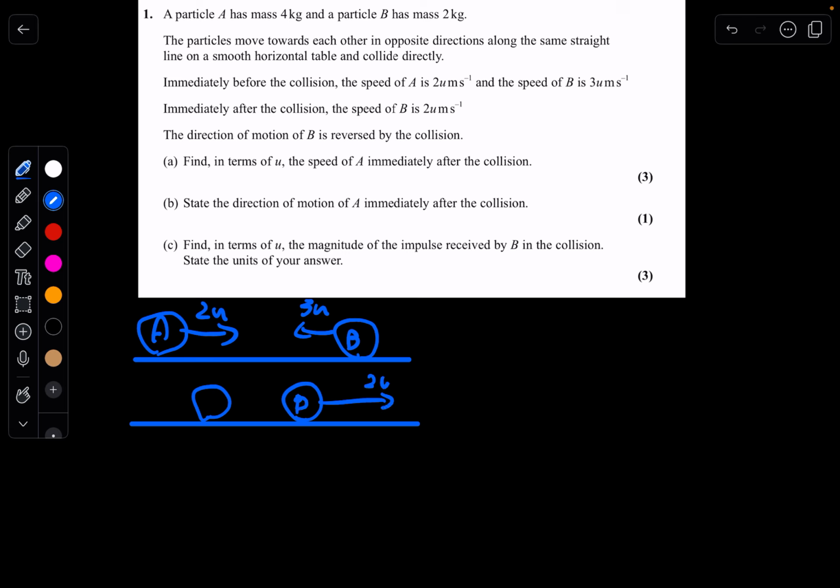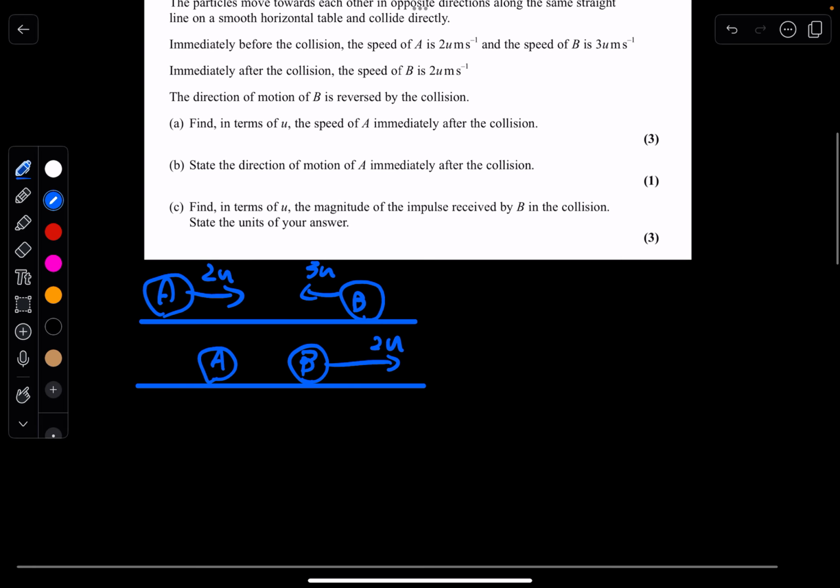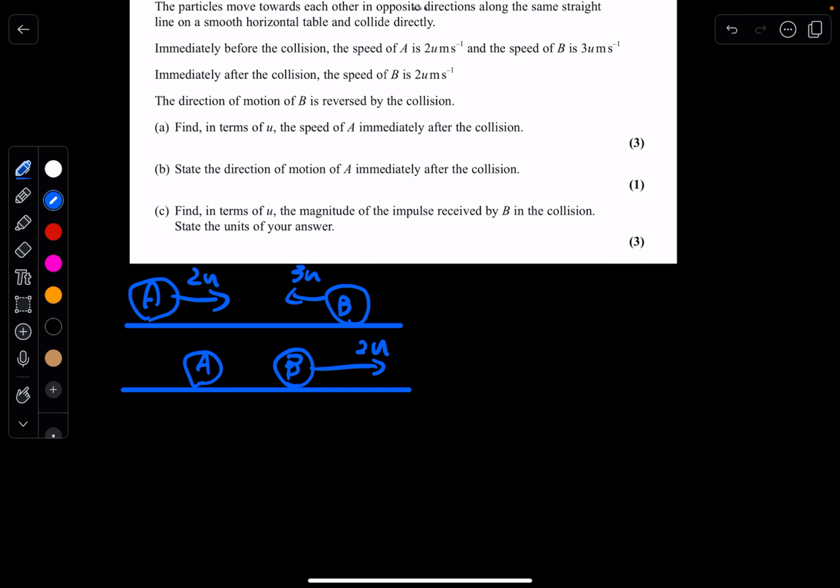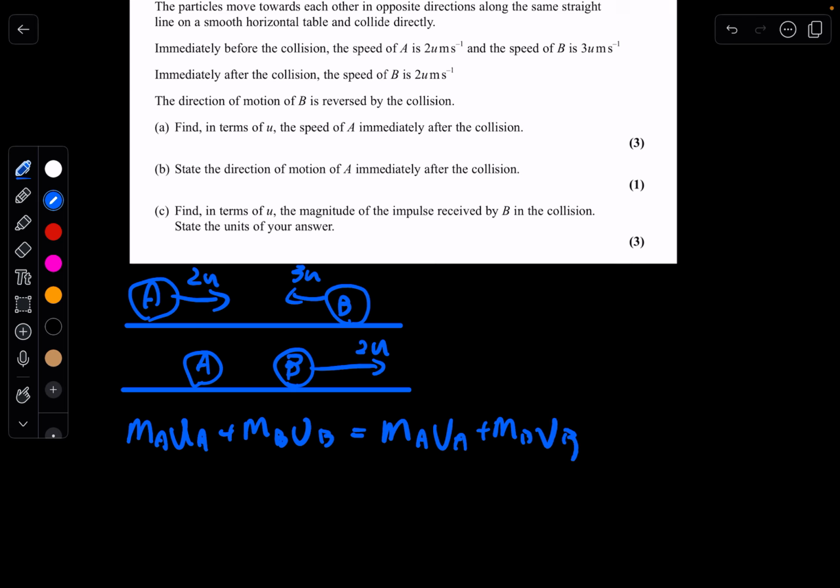So obviously, for these kind of questions, we're gonna use the conservation of momentum. So where do we start? MAUA plus MBUB equals MAVA plus MBVB. And then this is 4, this is 2u, this is 2, and then this is not 3u, this is negative 3u, because notice how this is the opposite direction, right?